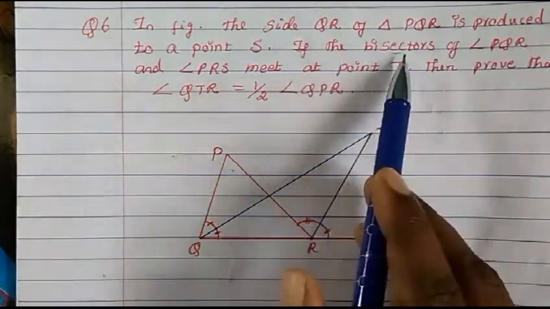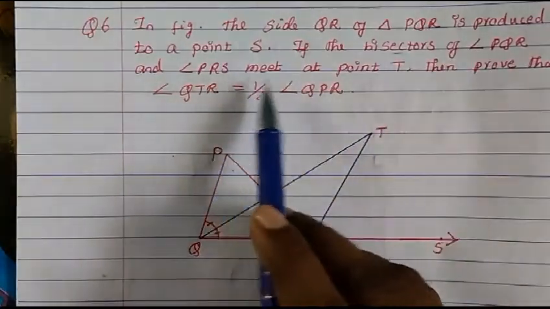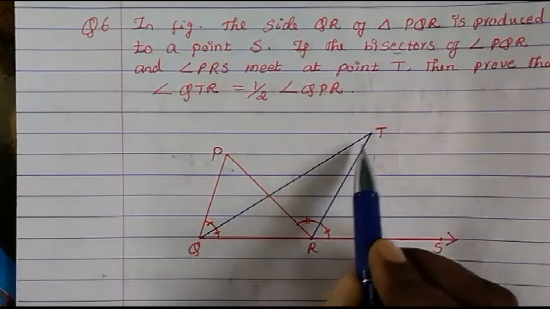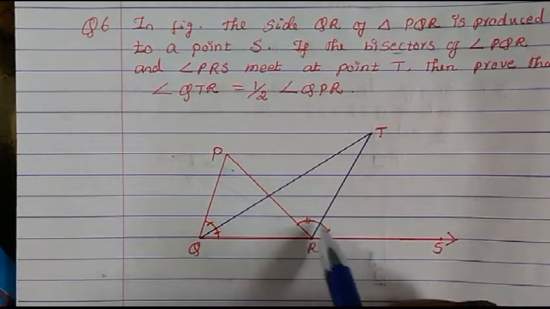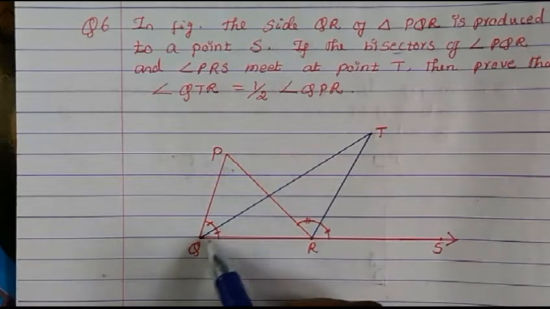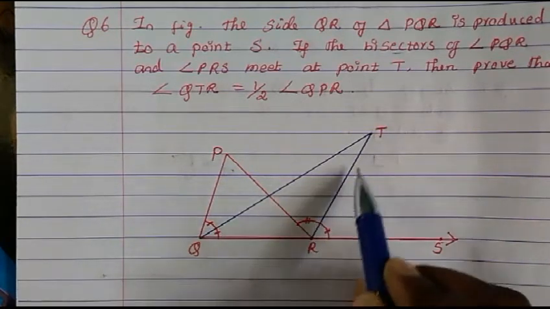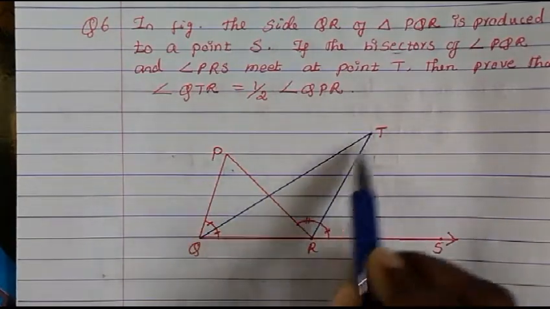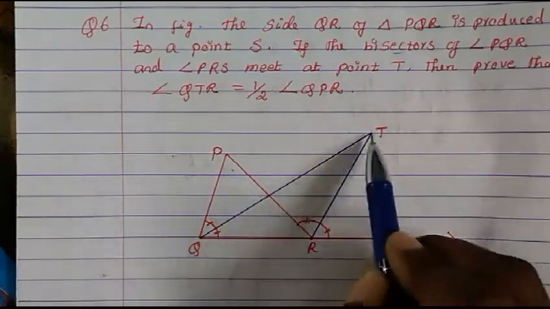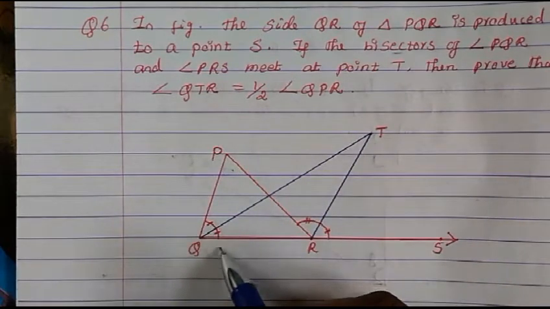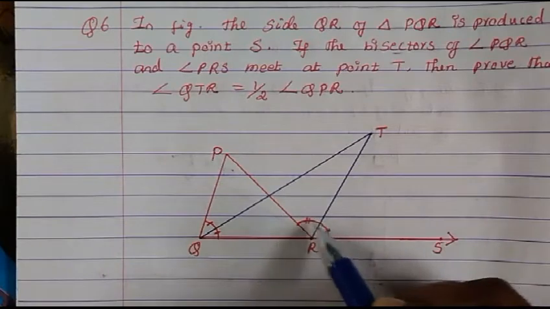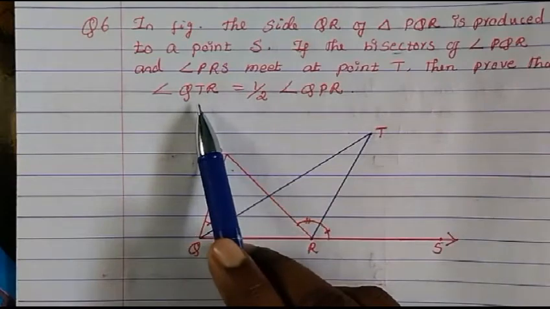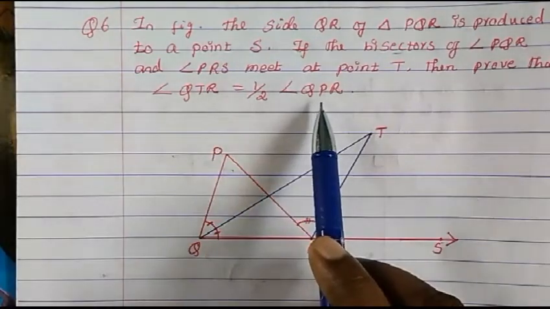So if the bisectors of PQR and PRS meet at point T, so this is a bisector and this is a bisector. For this angle the bisector is this, and for this angle the bisector is this. Both the blue lines meet at point T. They are trying to tell that this line is dividing this angle equally in half and this line is dividing this angle equally in half. Then prove that angle QTR is equal to half of angle QPR.